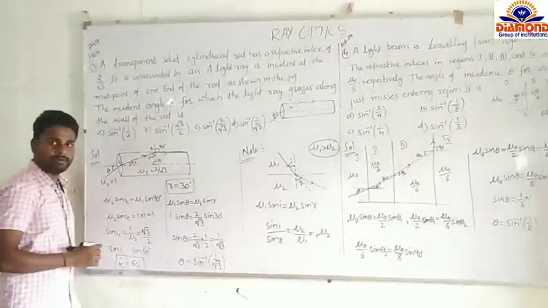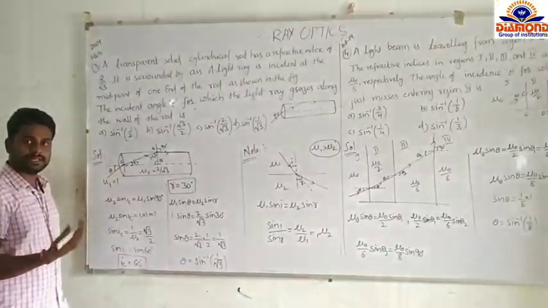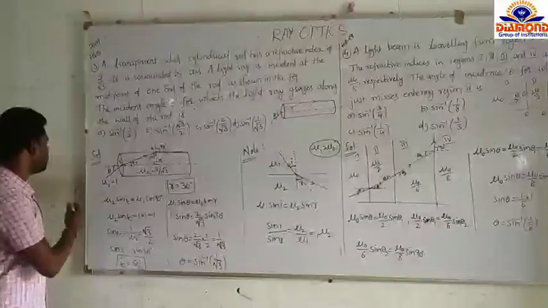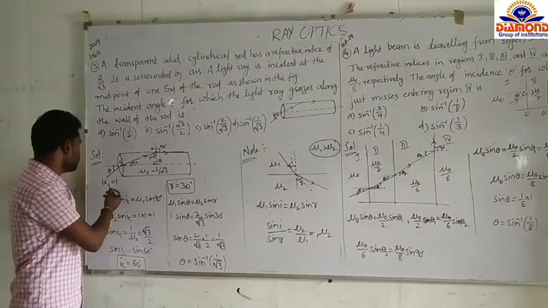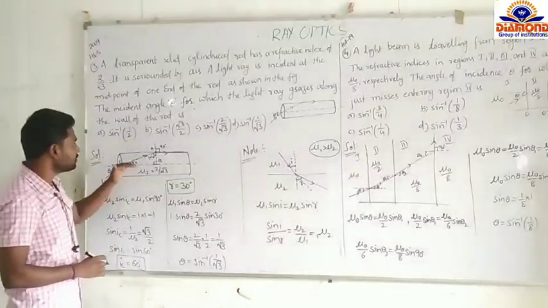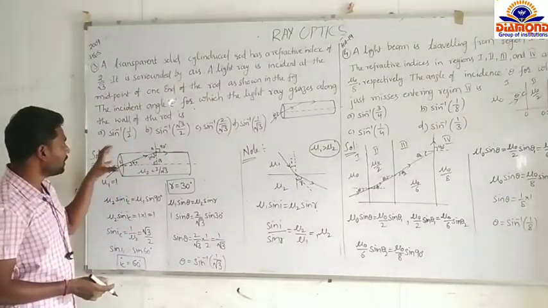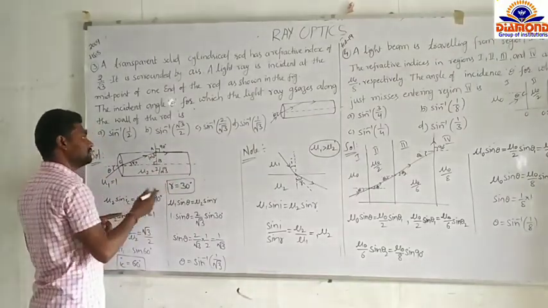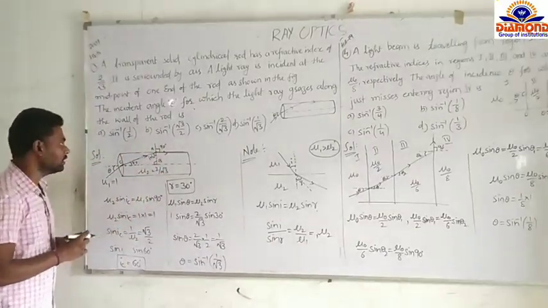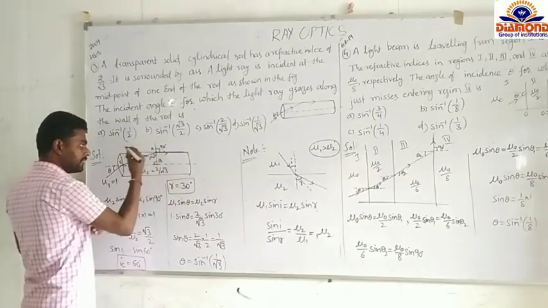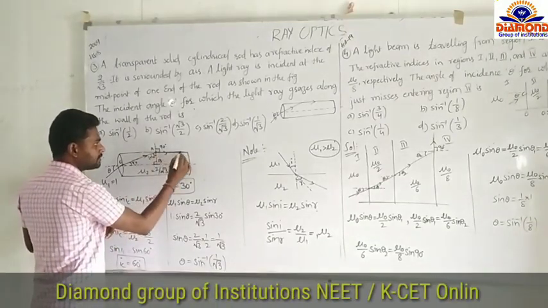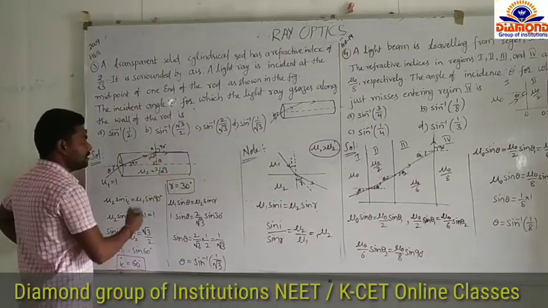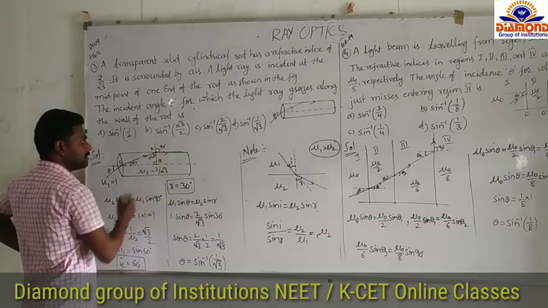For the definition, you have to remember that when the ray is entering from the denser medium to the rarer medium, the cylinder has the refractive index 2 by root 3, and the surrounding medium is air, which has the refractive index 1. So when the ray is entering from the denser medium to the rarer medium, at one particular angle the refracted ray will graze along the interface. That angle of incidence is called the critical angle. So if the angle of incidence is equal to the critical angle, then the refracted ray will graze along the wall of the rod. So now here the angle of incidence is nothing but the critical angle, and the angle of refraction is nothing but 90 degrees.